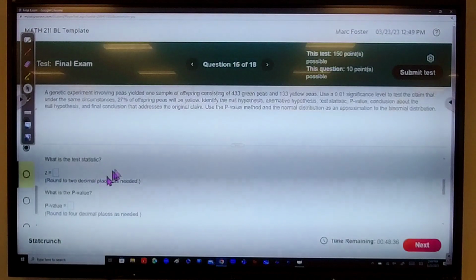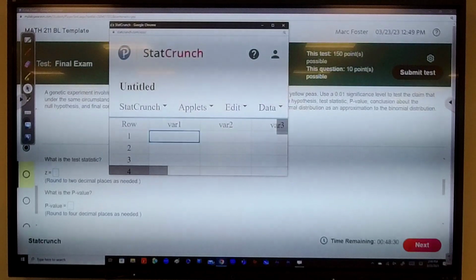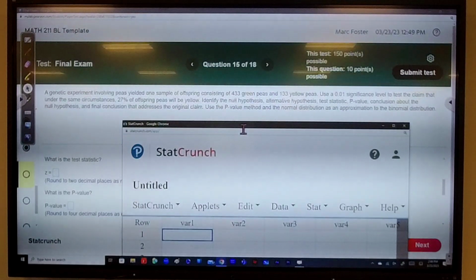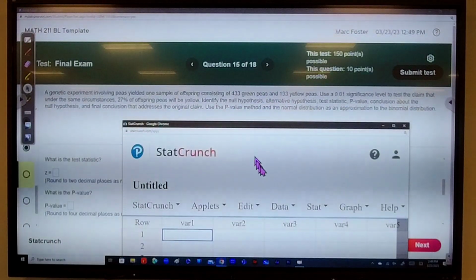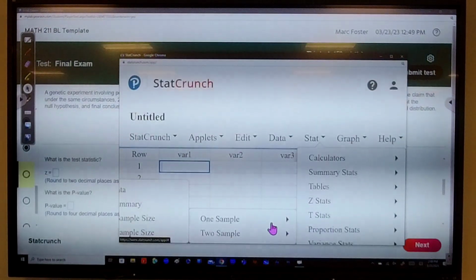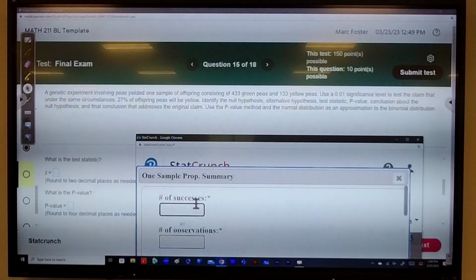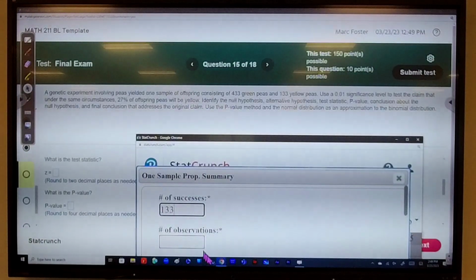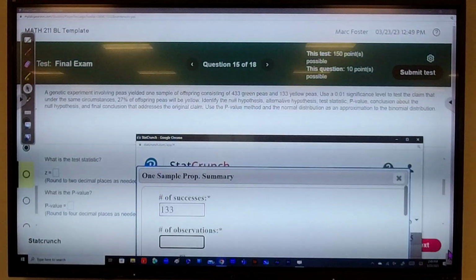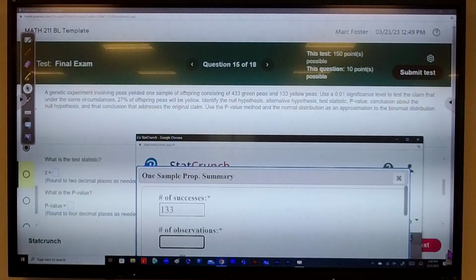What is the test statistic? Well, let me open StatCrunch. Now this is proportion stats because we have a p-hat. P-hat is 133 over 433. So I'll go to proportion stats, one sample with summary. The number of successes was 133 yellow peas, and I misspoke. 433 is not the total, that's just the number of green peas. So the number of observations is 433 plus 133, so that's 566.